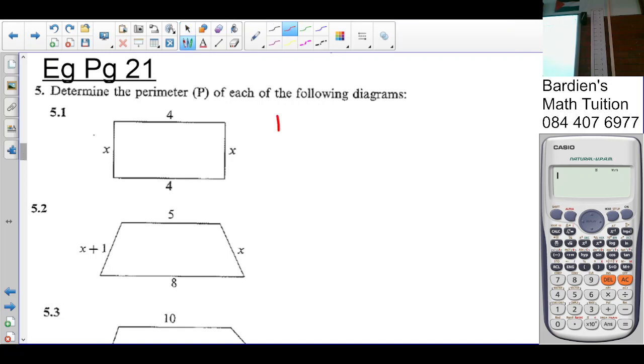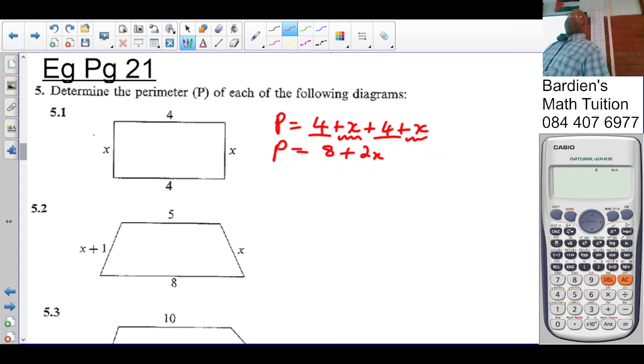The perimeter is equal to 4 plus x plus 4 plus x, which is 4 plus 4 is 8 plus x plus x is 2x. Or it could be written as 2x plus 8. The same thing. You all agree with that? Any confusion? Let's look at the next shape.